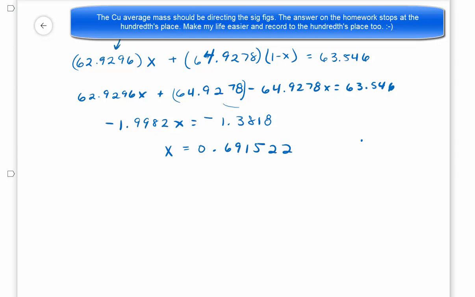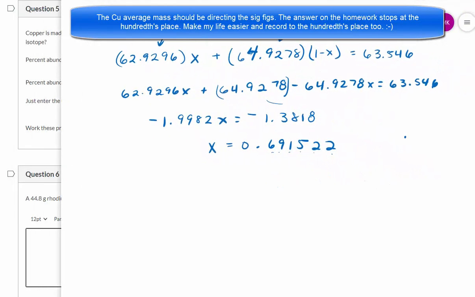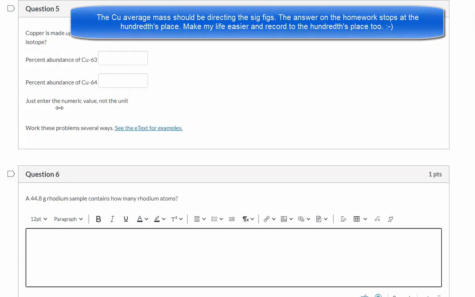Now, I have 6 sig figs in each of my numbers, so I'm going to have 6 sig figs, 1, 2, 3, 4, 5, 6. But I needed this to be a percent. So X being copper 63, that's going to be 69.1522%. And then my copper 65 is going to be either 100 minus this percent or 1 minus this, however you want to think about it. Either way is fine. But it's going to be 30.848%.